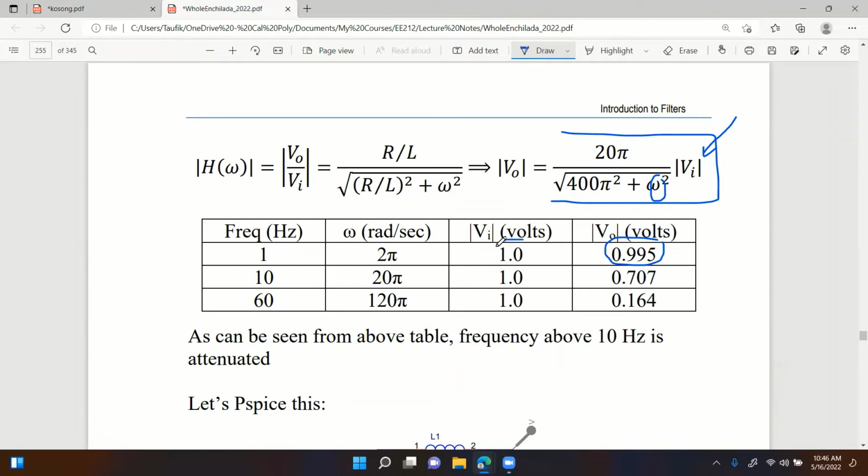Any reason why I use 1 volt as the input? Well, that's for convenience. Eventually what I want is V out over V in. But if I use V in equal to 1 volt, then whatever you get as the output voltage is also the same as the gain. So I don't have to recalculate the gain if it's 1 volt, because anything divided by 1 gives you the same number.